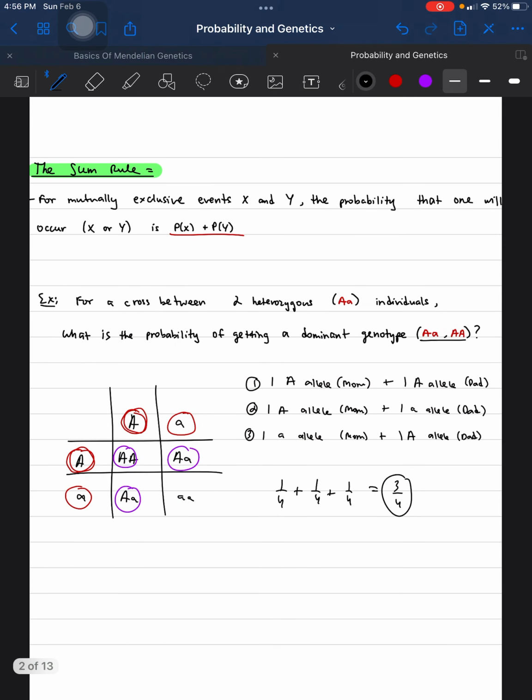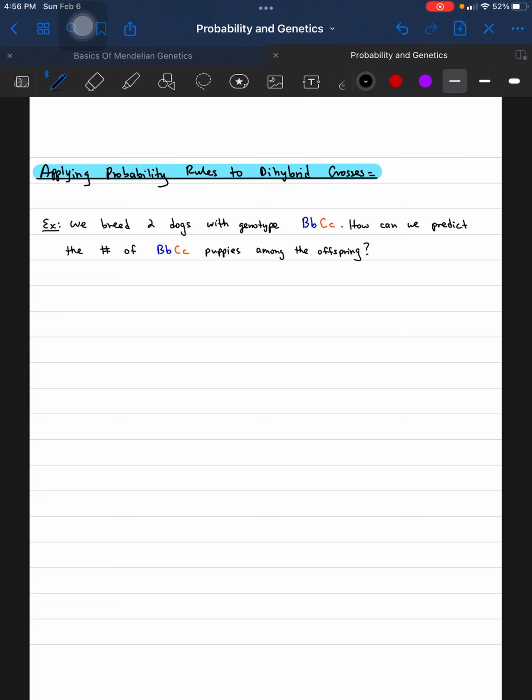The sum rule is usually seen in probability involving genetics, but it's usually the product rule that really has a major part in the probability questions in genetics. Now moving on, we can actually apply these rules to dihybrid crosses as well. So here's this example, which states we breed 2 dogs with genotypes capital B, lowercase b, capital C, lowercase c. How can we predict the number of capital B, lowercase b, capital C, lowercase c puppies among the offspring?